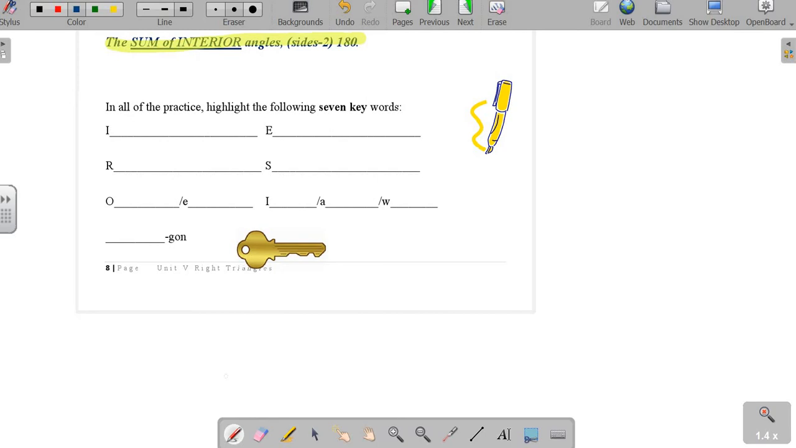As we do the next 3 problems, you always want to watch out for these key words.